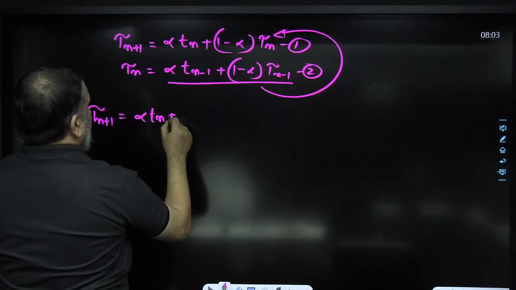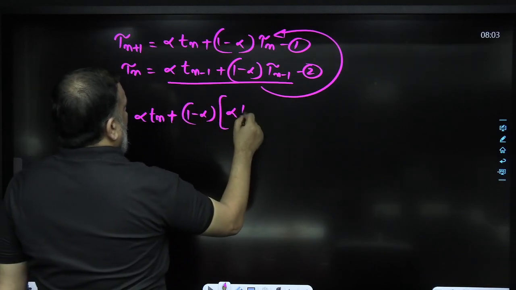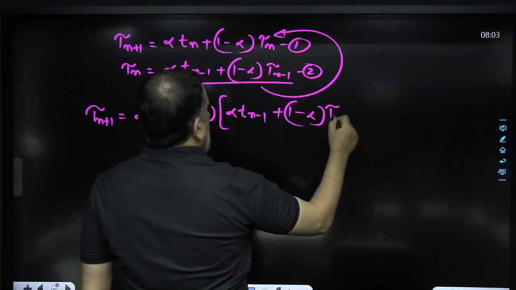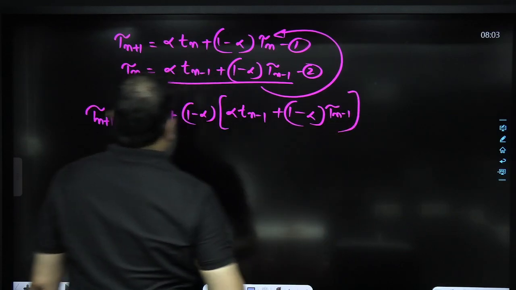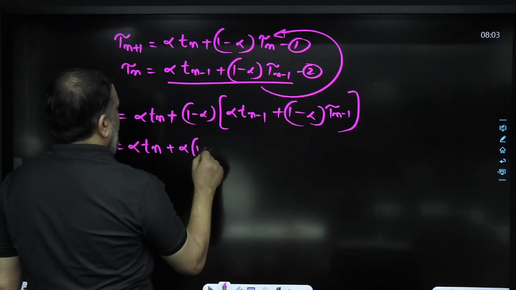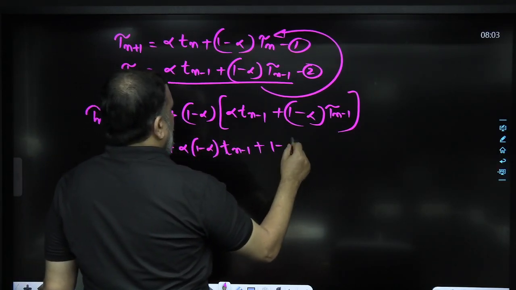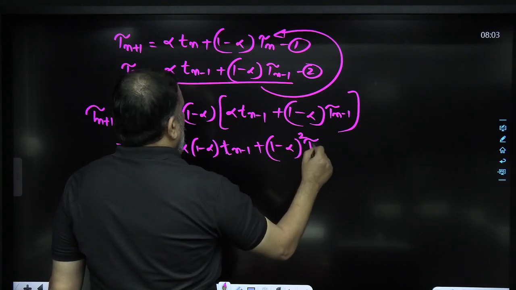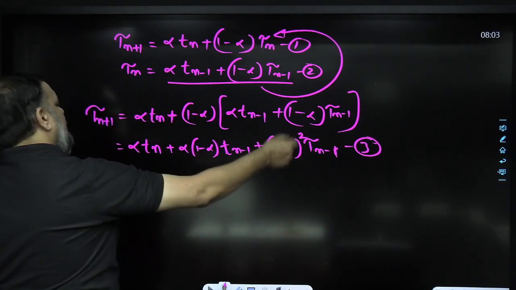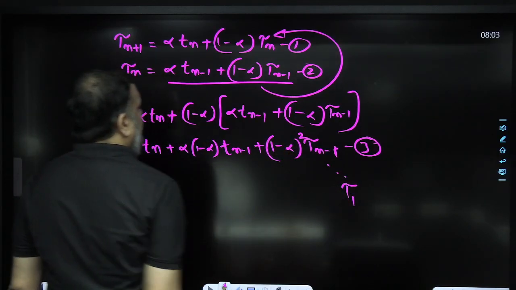So that will be alpha Tn plus 1 minus alpha into this value, alpha Tn minus 1 plus 1 minus alpha tau n minus 1. On expansion, it will become alpha Tn plus alpha into 1 minus alpha Tn minus 1 plus 1 minus alpha square tau n minus 1, equation 3. Next time you expand, 1 minus alpha cube tau n minus 2, and like that it keeps on working until it reduces down to tau 1.